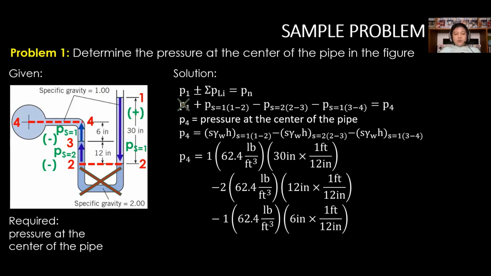Convert to foot. The value of P sub 4, or the pressure at the center of the pipe, is 0, which means that there is no pressure inside the pipe. If ever the value is positive, then we have a pressure induced with the fluid inside the pipe. And if it is negative, it means that it is under vacuum.